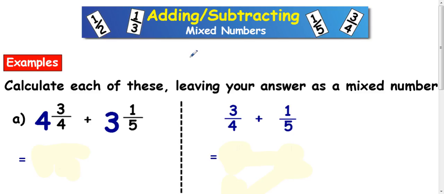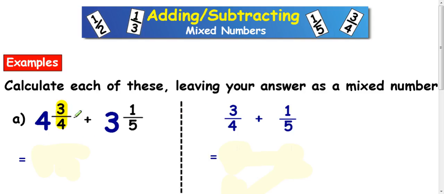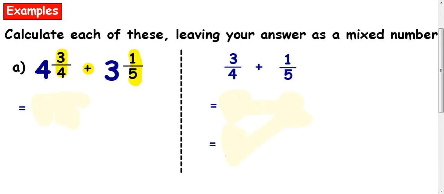In this lesson we're going to look at adding and subtracting mixed numbers. Okay, so this question here, 4 3/4 plus 3 1/5. Now what I tend to do here is I just concentrate on the fractions part first. So I know I need to add 3/4 and 1/5, so I'm just going to do that at the side here, just like we did in the last lesson.